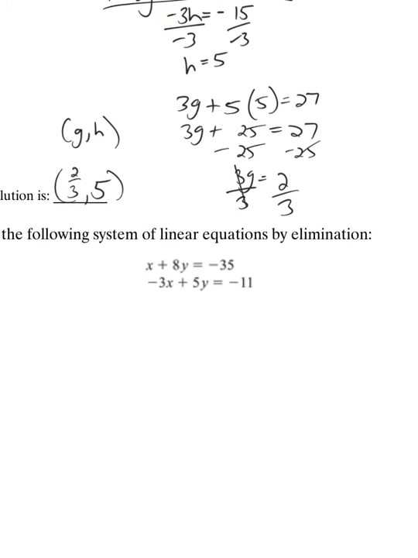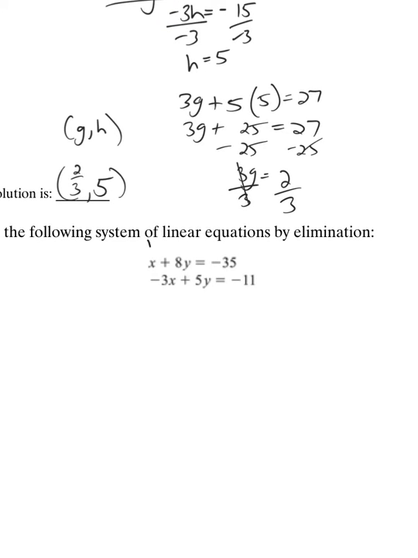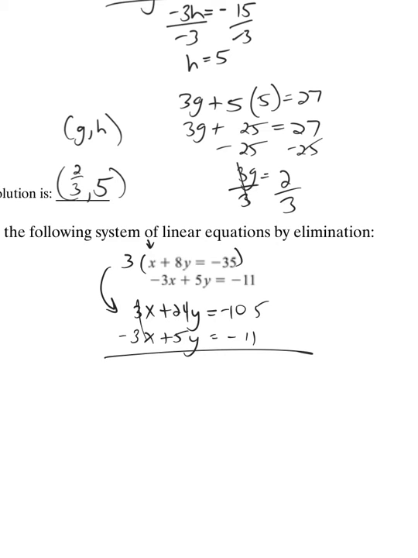Okay, so I'm looking at this and I'm thinking the logical thing here would be to cancel out my x's. I can do that if I multiply my whole top row by 3. Positive 3x would cancel out with a negative 3x. So when I rewrite the top row, it's 3x plus 24y equals negative 105. And then I'm going to rewrite my original second equation underneath. So my x's cancel. I end up with 29y and negative 116.